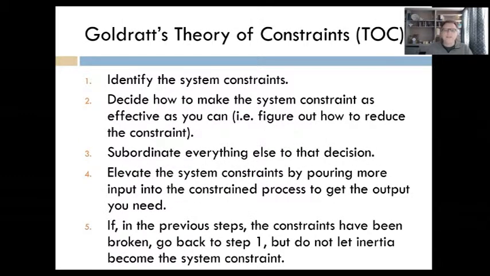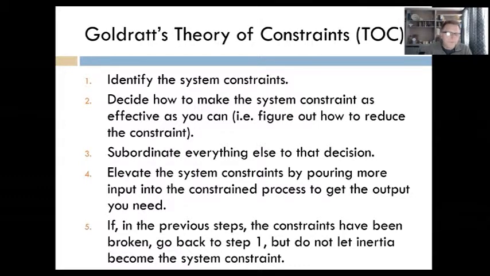Goldratt's theory of constraints is this: you identify the system constraint. Think about a process from A to Z, however many steps are in there. You identify the system constraint, like where's the bottleneck, where's the choke point, and you decide how to make that system constraint as effective as you can. You figure out how to reduce that particular process. Maybe process letter D is the constraint, and you want to figure out how to not make that the bottleneck anymore. And then every other part of the system is subordinate to that particular decision.